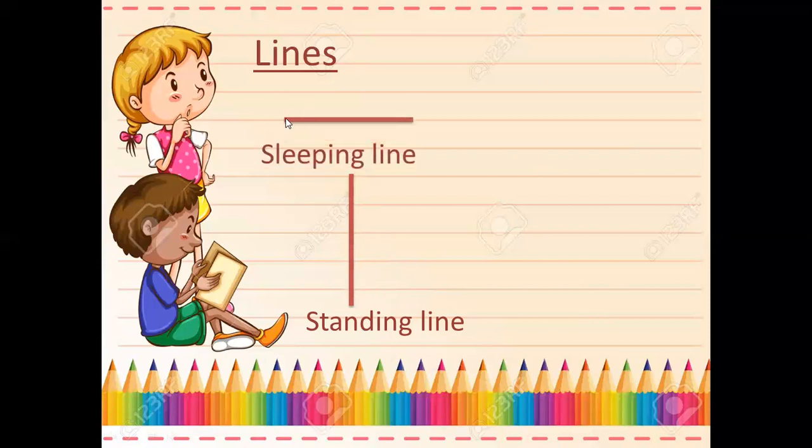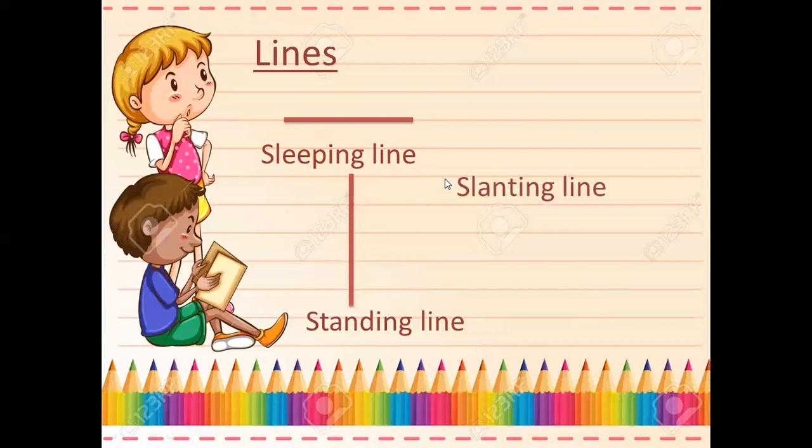Now, look here. What is this? It is another straight line, but look here, its position is changed. And what is this line called? It is called sleeping line. Understood?